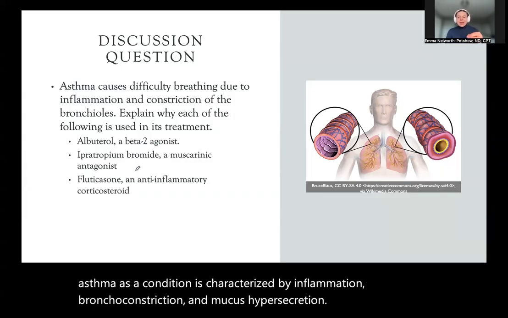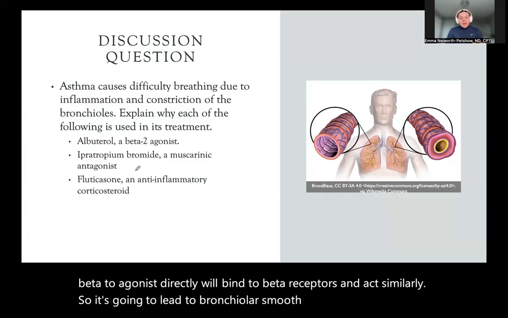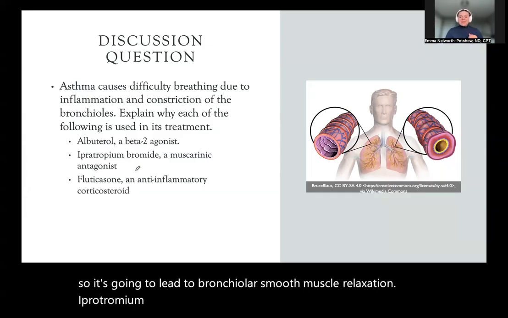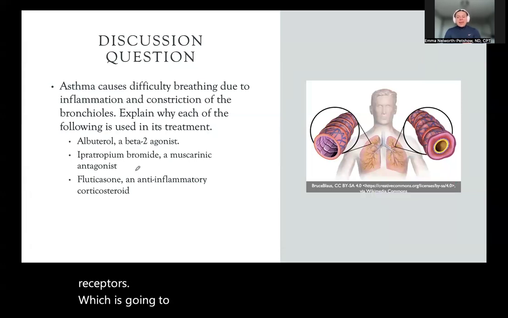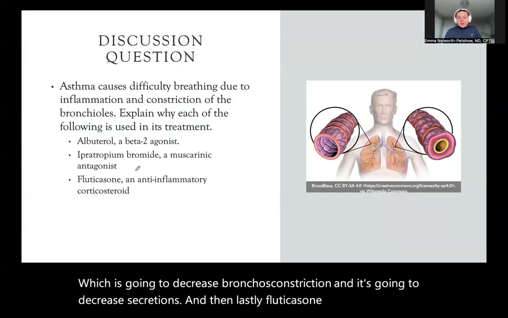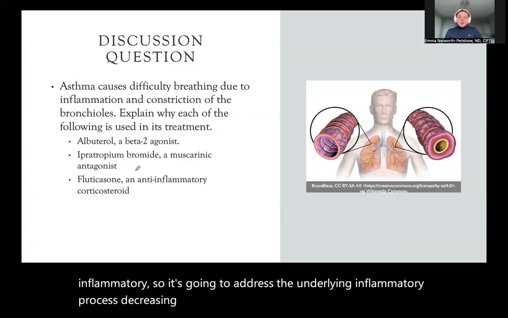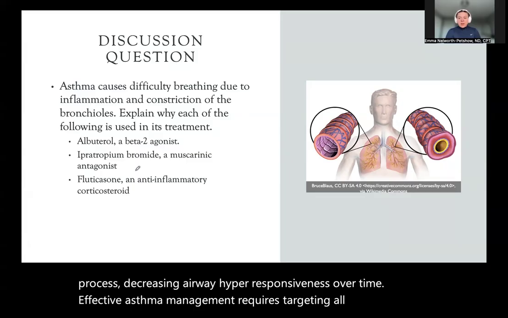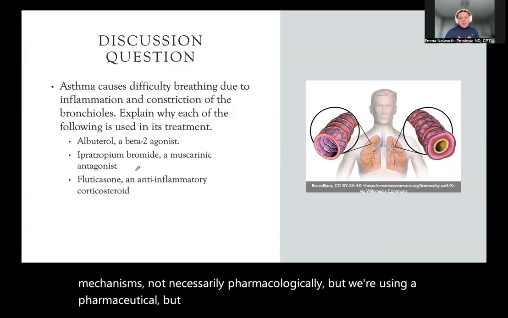Albuterol, being a beta 2 agonist, directly will bind to beta receptors and act similarly. So it's going to lead to bronchiolar smooth muscle relaxation. Ipratropium bromide is going to block parasympathetic muscarinic receptors, which is going to decrease bronchoconstriction, and it's going to decrease secretions. And then lastly, fluticasone is anti-inflammatory, so it's going to address the underlying inflammatory process, decreasing airway hyperresponsiveness over time. Effective asthma management requires targeting all three mechanisms, not necessarily pharmacologically, but addressing all three mechanisms in some way.